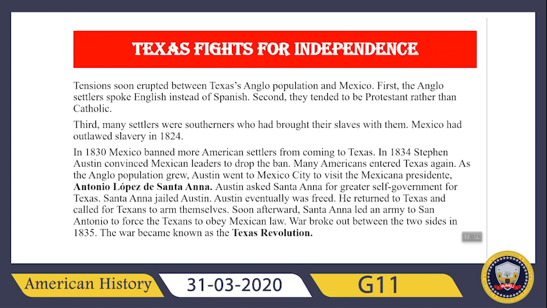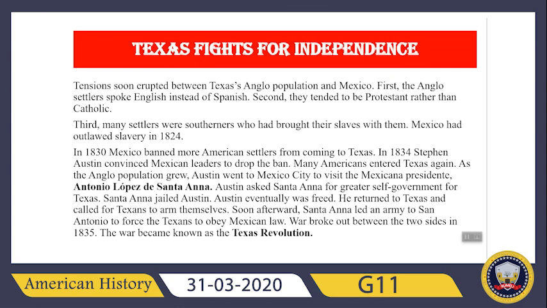In 1830, Mexico banned more American settlers from coming to Texas. In 1834, Stephen Austin convinced Mexican leaders to drop the ban, and many Americans entered Texas again. As the Anglo population grew, Austin went to Mexico City to visit the Mexican president, Antonio Lopez de Santa Anna. Austin asked Santa Anna for greater self-government for Texas, but Santa Anna jailed Austin in return. Austin was eventually freed, but he returned to Texas and called for Texans to arm themselves.